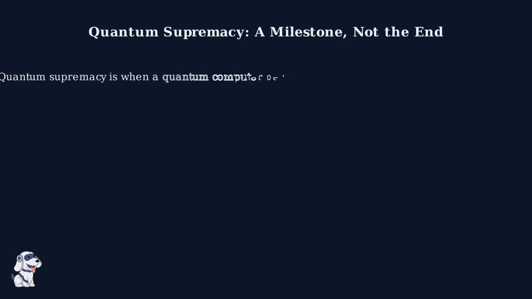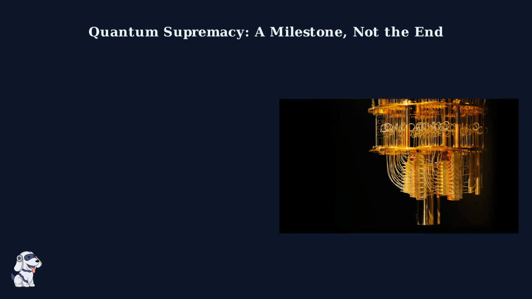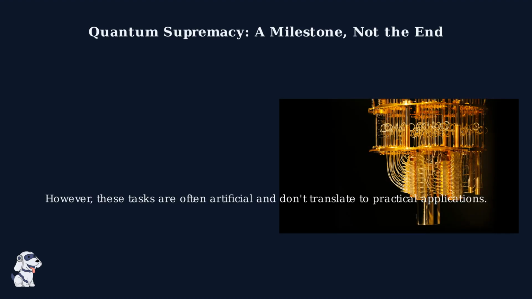Quantum supremacy marks the point where a quantum computer can perform a task that is impossible for classical computers. This milestone was first demonstrated by Google's Sycamore processor in 2019, which solved a random circuit sampling problem in just 200 seconds. The same task would take an estimated 10,000 years on the fastest classical supercomputer available at the time. While this achievement proves quantum computers can outperform classical ones, the tasks are often artificial benchmarks designed specifically to highlight quantum advantages. They don't necessarily translate to real-world practical applications that would benefit everyday users or industries.